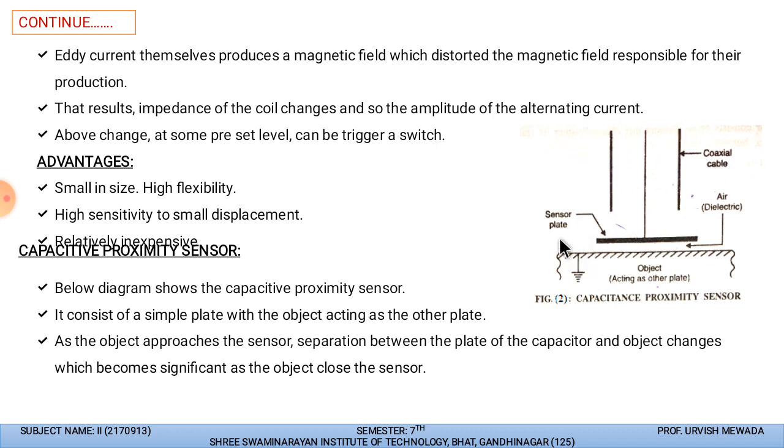Here you can see that this is the sensor plate, and these two are the coaxial cable, and in between we have the sensor plate, and this is the object acting as the plate. So this is the sensor plate and this is the object plate. These two create the shape of a capacitor, and in between we have air as the dielectric medium. So here this is the structure like a capacitor. This diagram shows the capacitive proximity sensor.